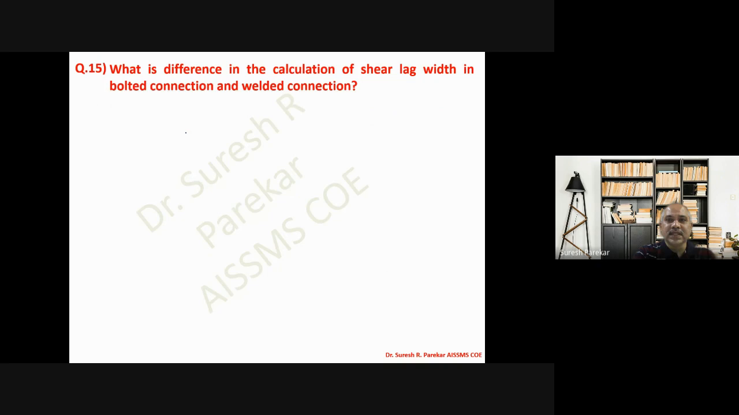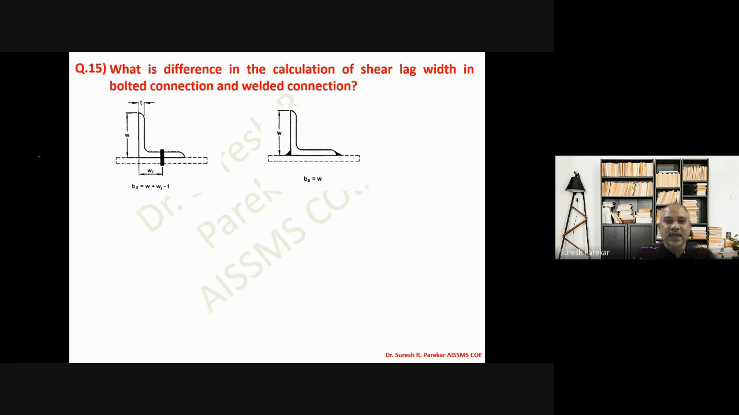Then what is the difference in the calculation of shear lag width in bolted connection and welded connection? So you can see this is bolted connection and this is welded connection. So BS we have that is lag, W plus WL minus T. WL we have distance of the center of bolt from face of the angle section, and BS is W in case of welded connection.